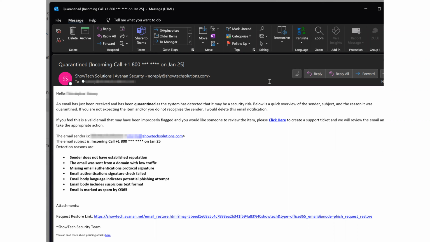Instead of getting the bad email, you get an email that says, hey, we have quarantined something. Now, it's very important to know spam does not get quarantined, junk doesn't get quarantined. Only things that are phishing or deemed a security risk get quarantined.